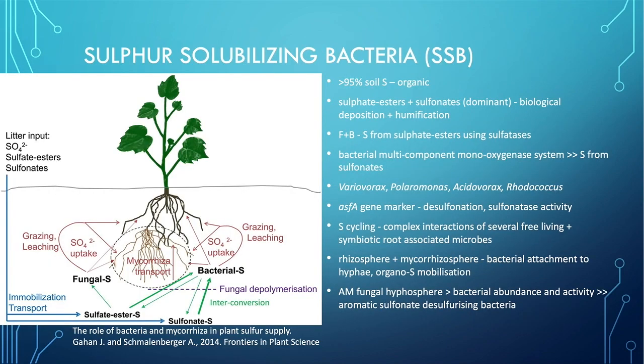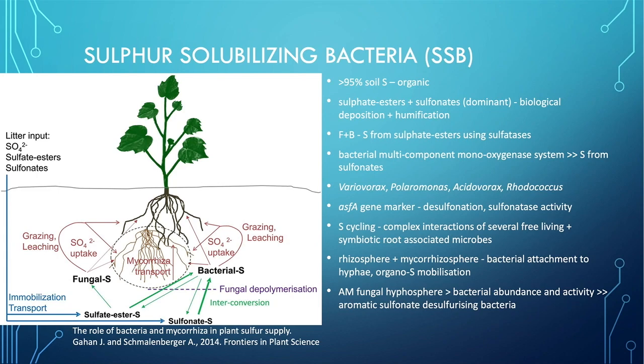Sulfur solubilizing bacteria are very important, therefore, in soil. And there's a cycle here that you can look at on the left in the diagram in more detail to understand how it all works, but it's quite complex. So I'm just going to explain the basics of what happens between the bacteria and the plant in how sulfur solubilizing bacteria promote plant growth.